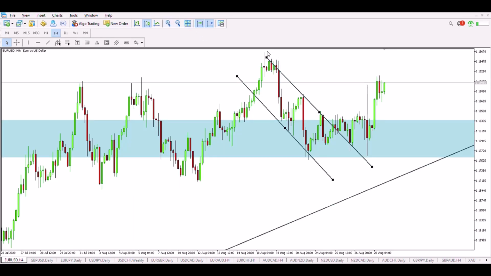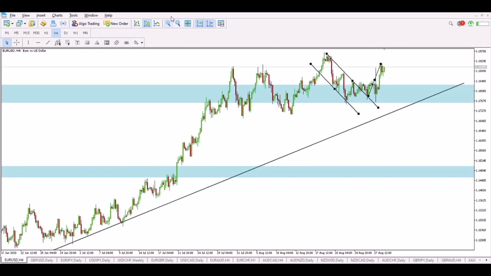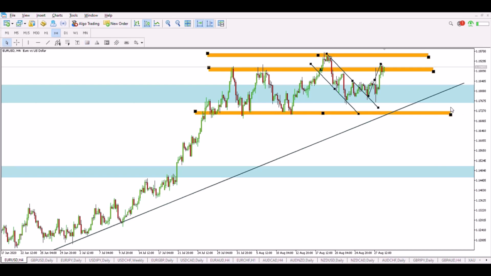We saw this right after breaking this 4-hour channel right here. So the price broke above, retested the channel and created a new high, which can be a start of a new trend. So what we did in the last analysis was drawing these 4-hour resistance zones. I will do it again in front of you so you can see where the price bounced most of the times.